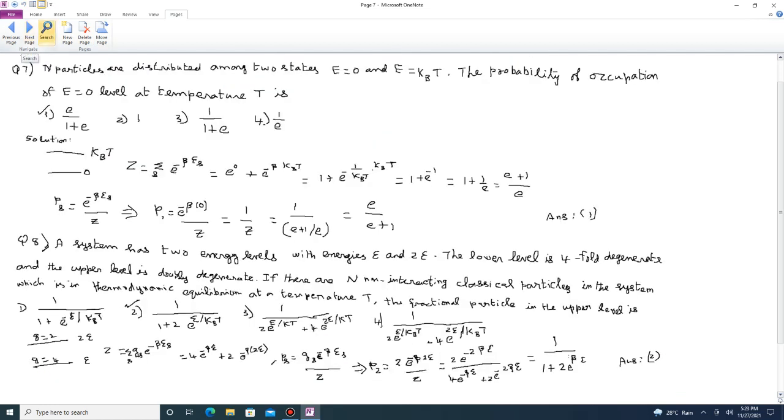Now the next problem. N particles are distributed among two states, E equal to 0 and E equal to k_B T. The probability of occupation of energy E equal to 0 at temperature T is given by. So there are 4 options given. Now here the energies are, the first level.